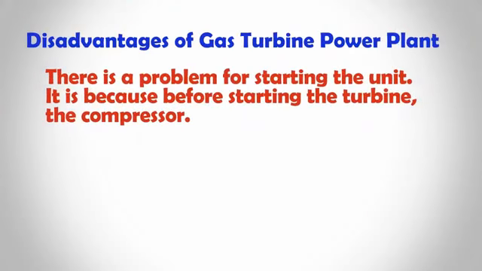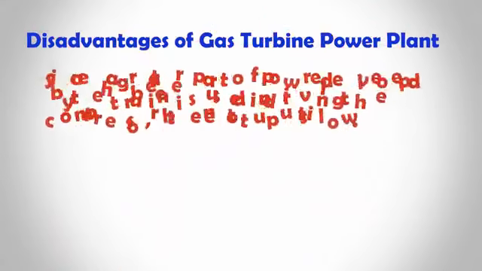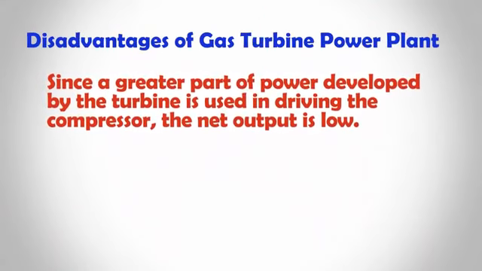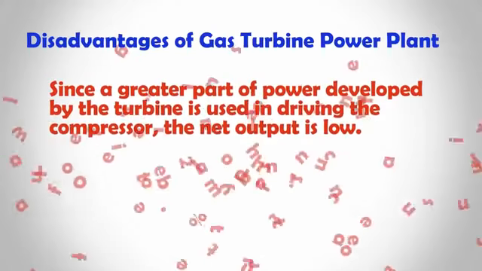Disadvantages of gas turbine power plant. There is a problem for starting the unit. It is because before starting the turbine, the compressor has to be operated for which power is required from some external source. However, once the unit starts, the external power is not needed as the turbine itself supplies the necessary power to the compressor. Since a greater part of the power developed by the turbine is used in driving the compressor, the net output is low.